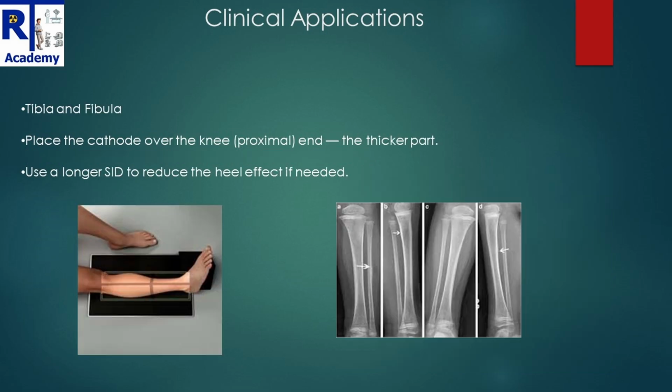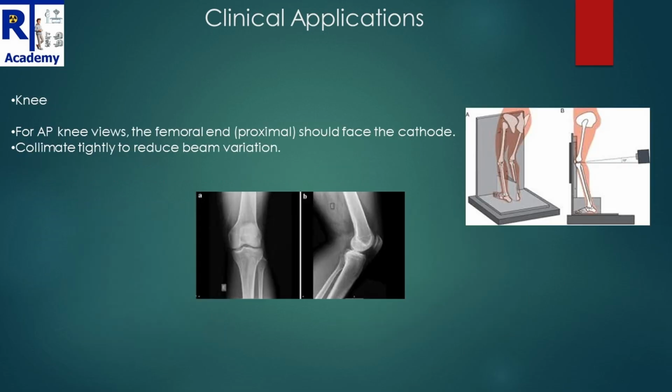9. Tibia and fibula. Place the cathode over the knee, proximal end, the thicker part. Use a longer SID to reduce the heel effect if needed. 10. Knee. For AP knee views, the femoral end, proximal, should face the cathode. Collimate tightly to reduce beam variation.